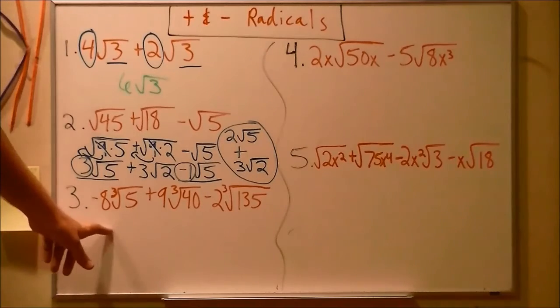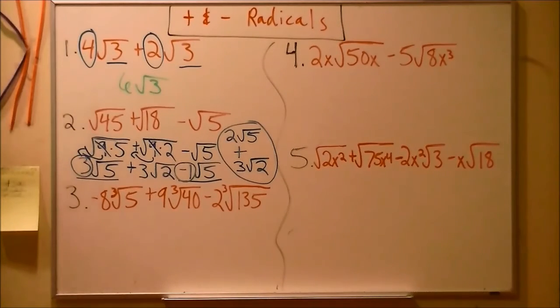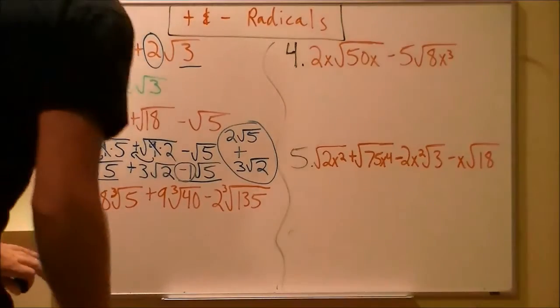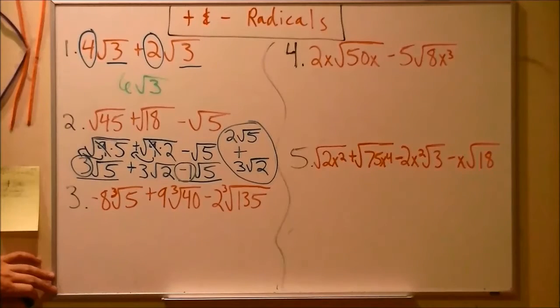Okay, let's do number 3, which is dealing with a cubed root. We're going to be dealing with a cubed root in number 3. Similar, but it's what times itself three times instead of two. That's the difference between a square and a cube. Same thing with the roots of each.